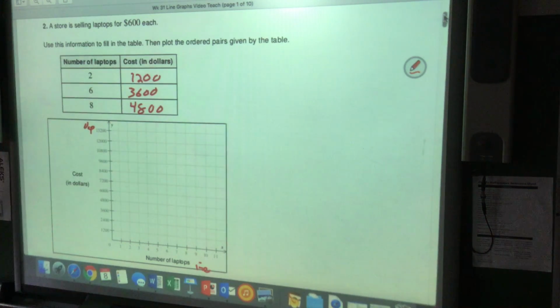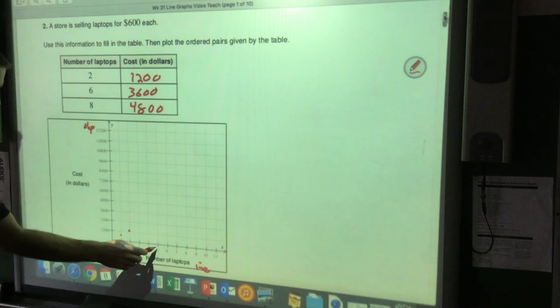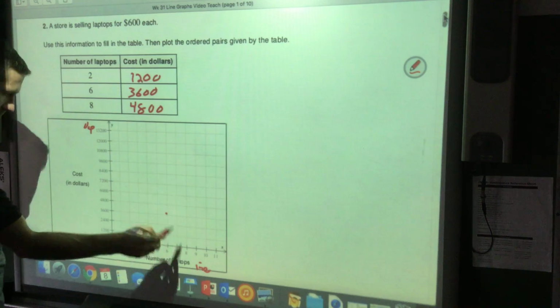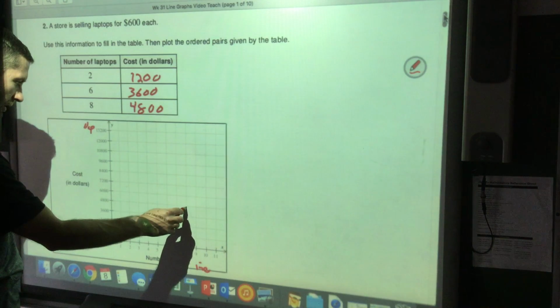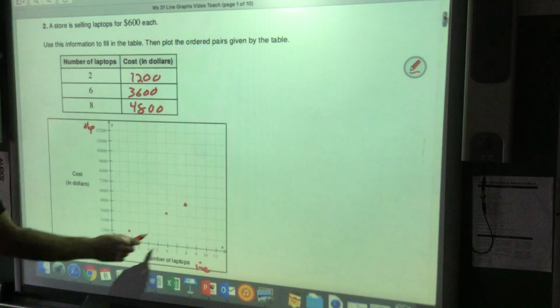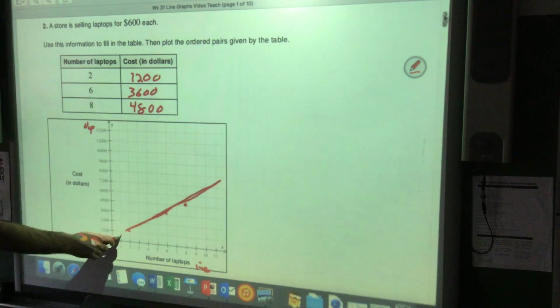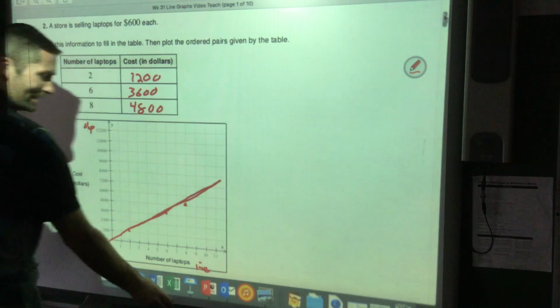Okay, so now I need to plot these points. 2, 1,200. I could do 1, 600 if I wanted, but that's not on there. 6, 3,600. And then 8, 4,800. These all should be on a straight line. It should be linear. I could just do the outside ones and check to make sure the other ones work. They should. It should go through 0, 0. Think about it. If you spend $0, you have 0 laptops.